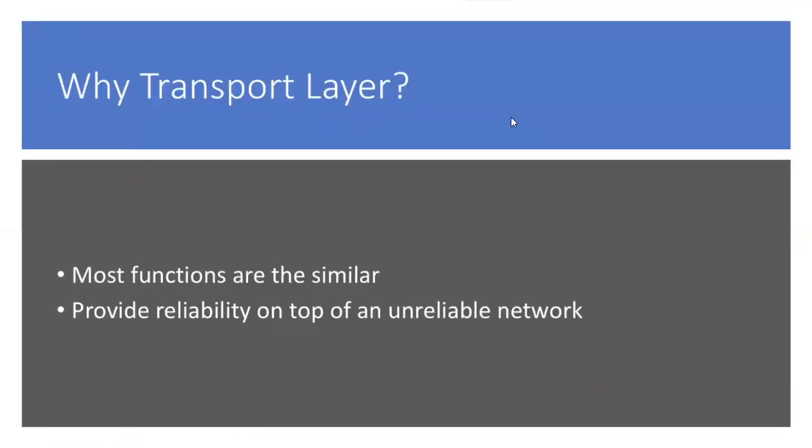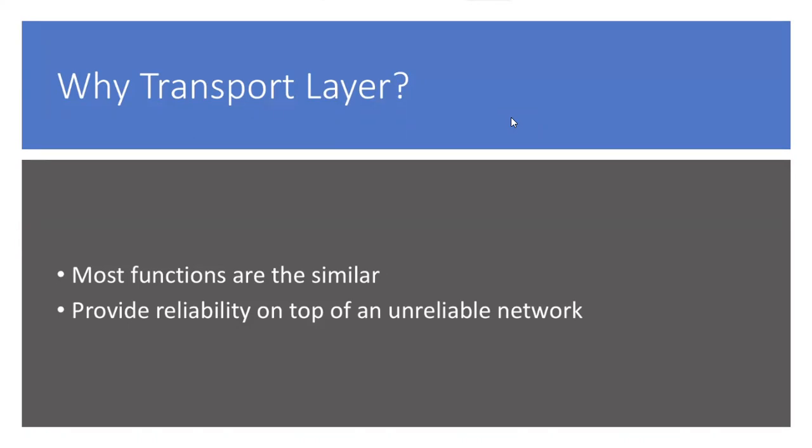Now, when you study the network layer, you will find that most of the functions provided by the network layer and the transport layer are similar. Both of them perform functions like addressing. Then they perform actions like flow control. The network layer also provides connection oriented and connectionless service. So you'll find that most of them provide similar functions.